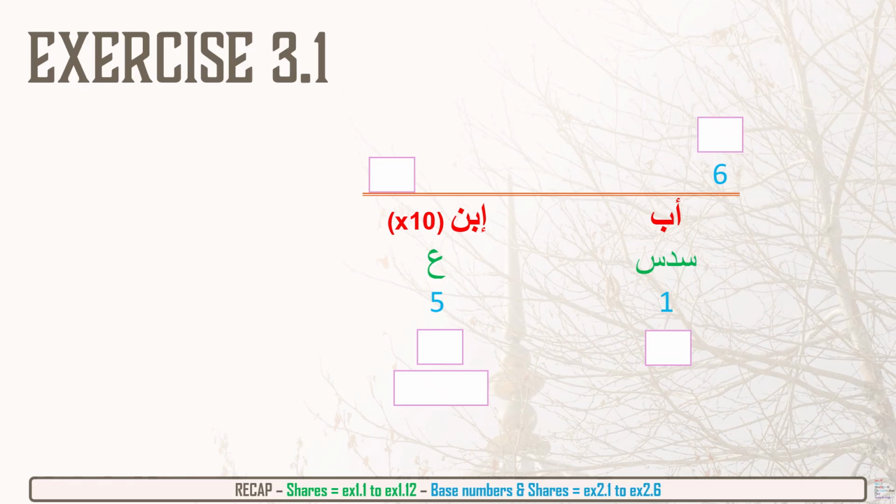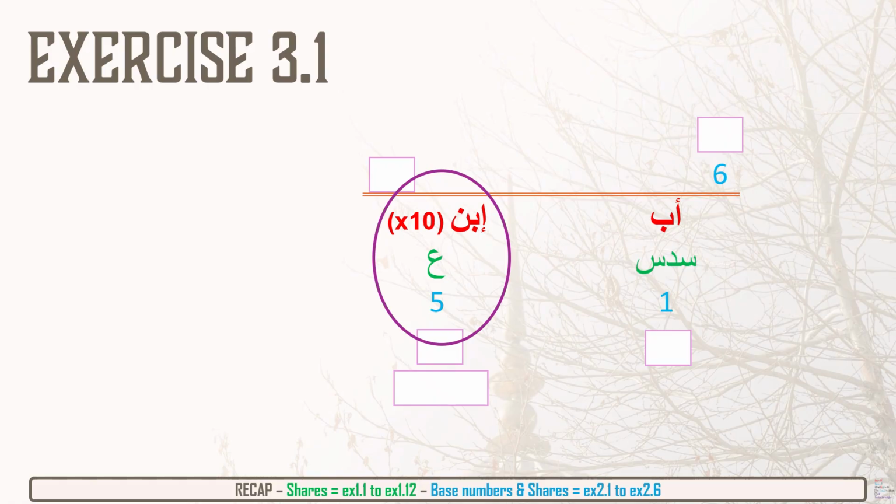Now we have an issue. The issue is that we have 10 sons and only 5 shares. So we can't divide the 5 shares amongst the 10 sons, and we don't use any decimals. Okay, so here we need a multiplier. So how do we calculate what multiplier we need?